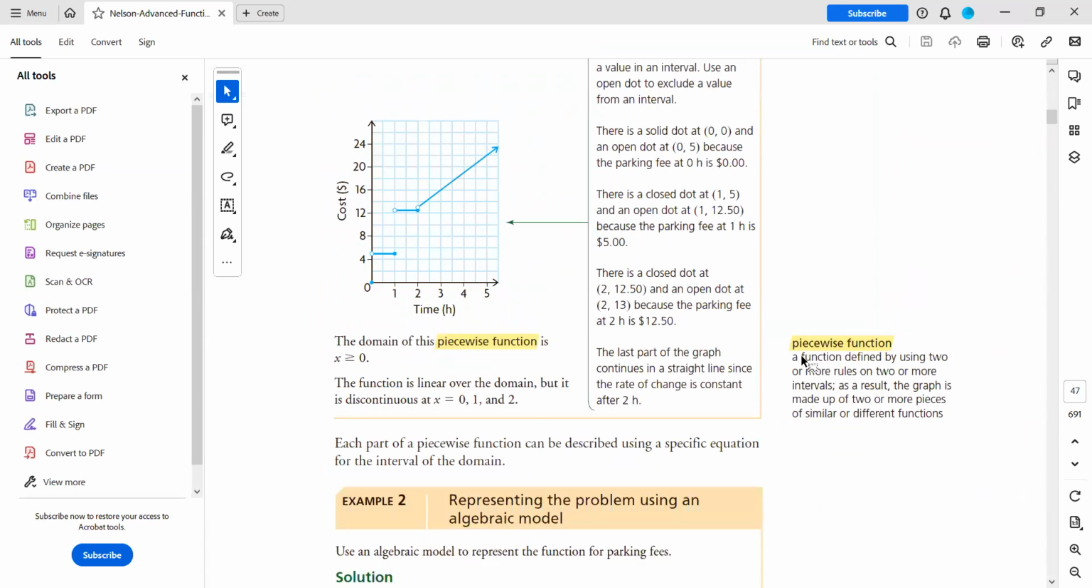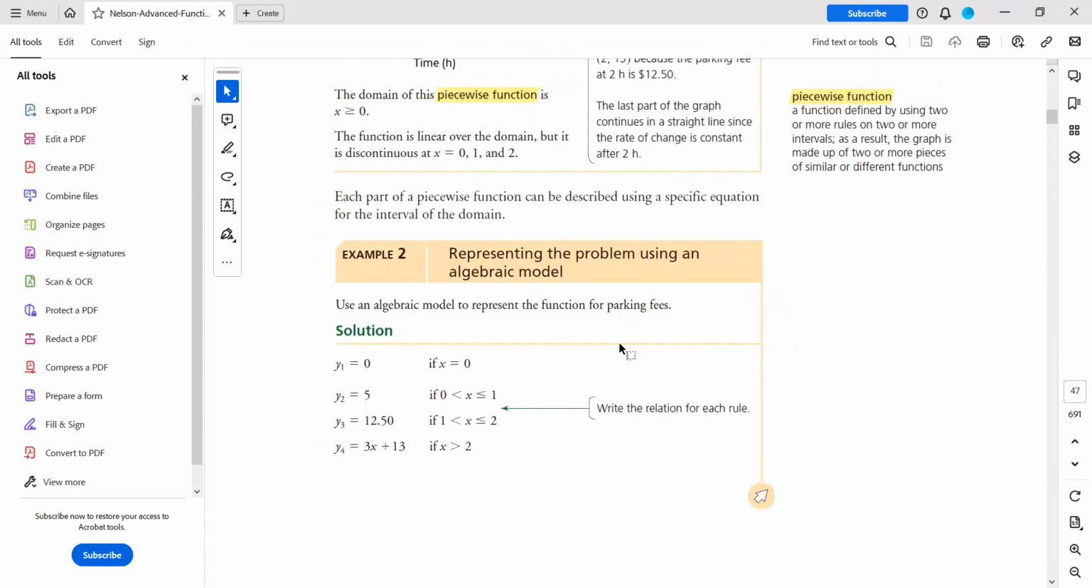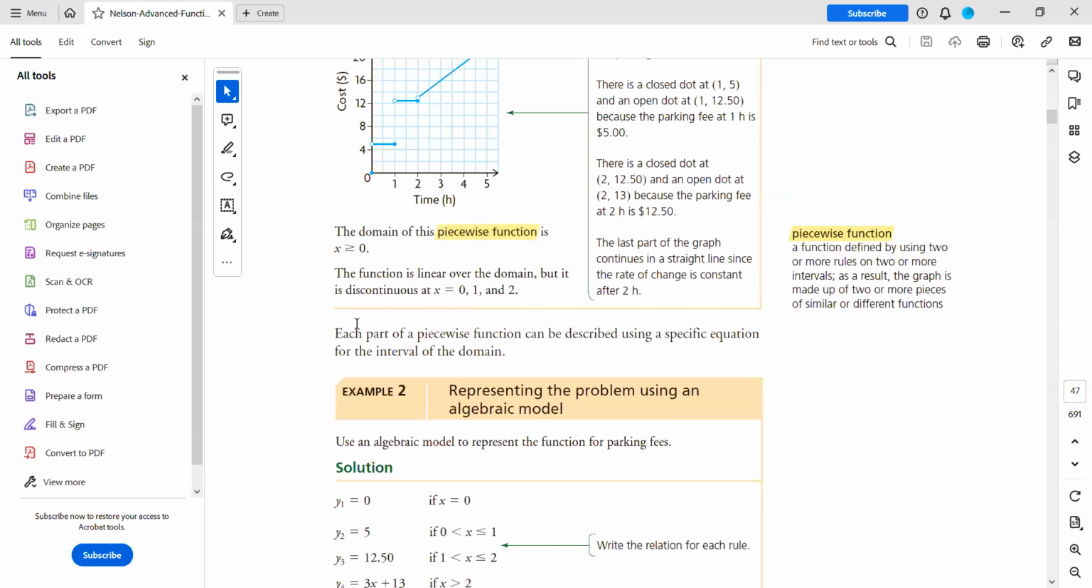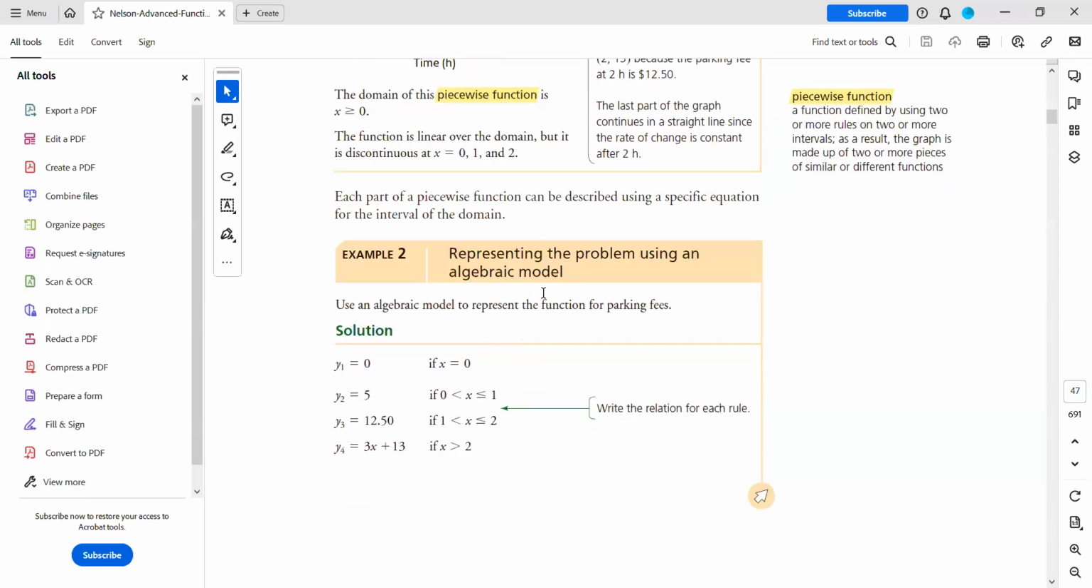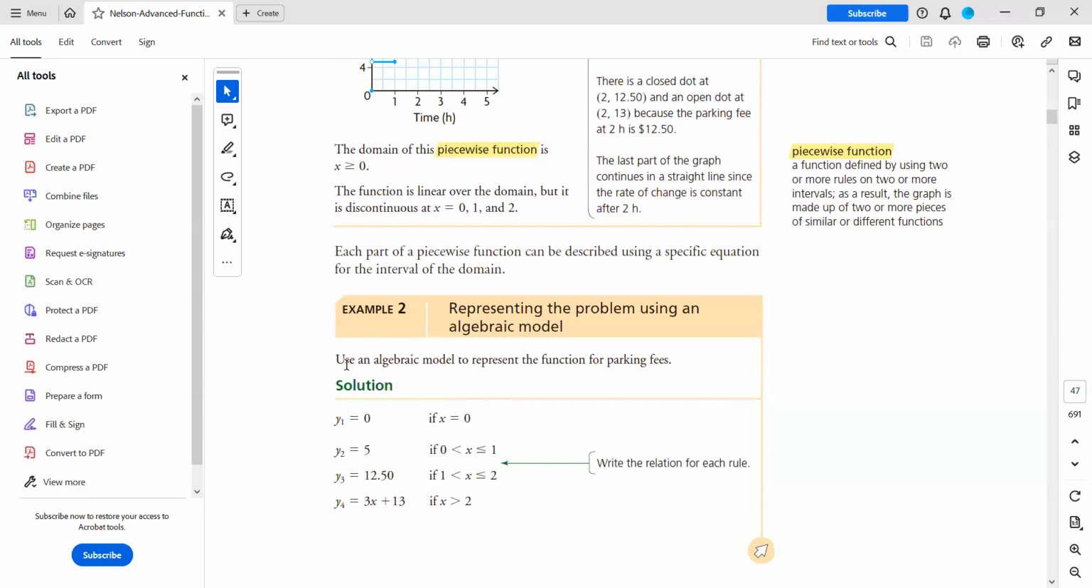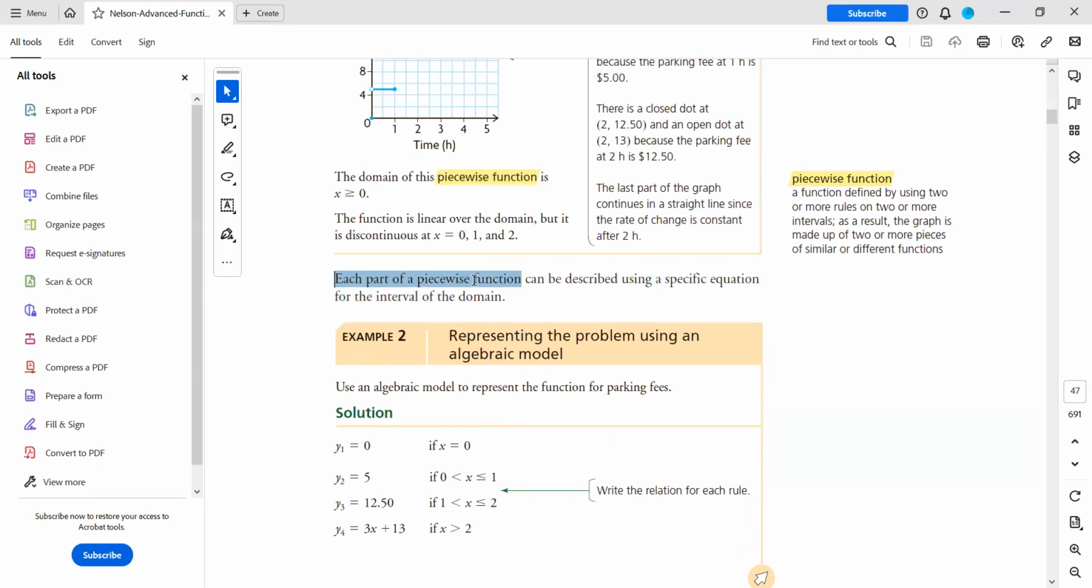So a piecewise function is a function defined by using 2 or more rules on 2 or more intervals. As a result, the graph is made up of 2 or more pieces of similar or different functions. That's why it's called a piecewise function. Let's take a look at an algebraic example to see how we represent problems using an algebraic model and a piecewise function. Each part of a piecewise function can be described using a specific equation for the interval of the domain.